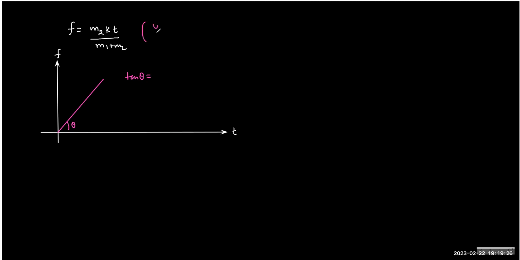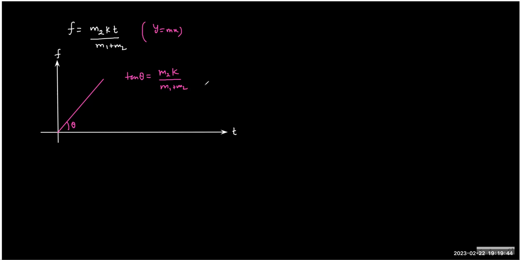Nothing will answer. Right? y equals mx. This is the form of y equals mx. What is m here? No idea. Sir, m2k upon m1 plus m2.